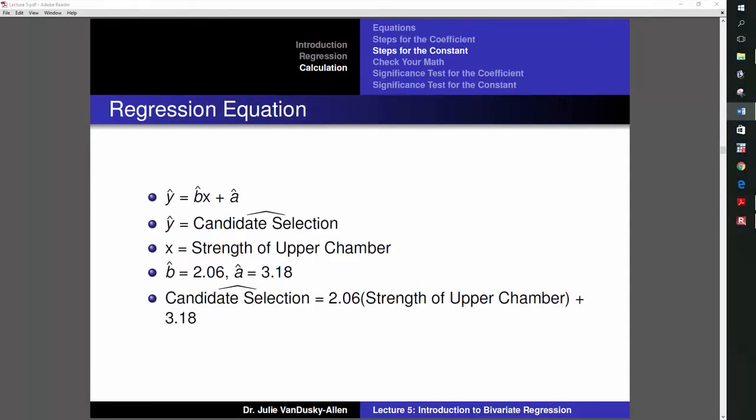So recall the regression equation is y hat equals b hat times x plus a hat. So using our estimates for b hat and a hat, our regression equation is candidate selection hat equals 2.06 times strength of upper chamber plus 3.18.